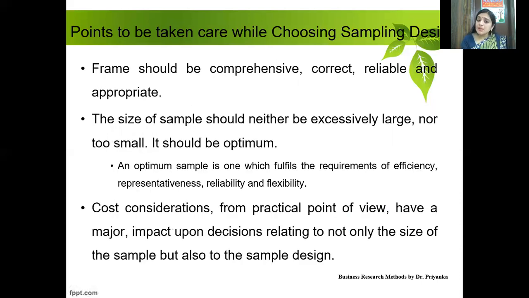Then the frame should be comprehensive, correct, reliable, and appropriate. If your sampling frame is not correct, then it might lead to sampling frame errors. So it is also to be chosen wisely. The size of the sample should neither be excessively large nor too small. It should be optimum. An optimal sample is one which fulfills the requirements of efficiency, representativeness of the population, reliability and flexibility. Then cost considerations from a practical point of view must be taken care of, and have a major impact on decisions relating to not only the size of the sample, but also the sample design.